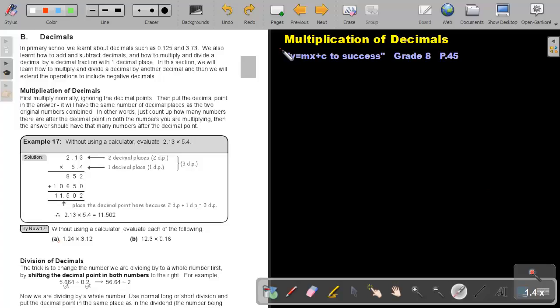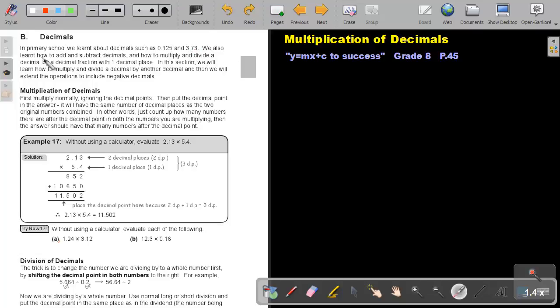Part 16, Multiplication of Decimals. You will find this on page 45 in the Namibian Mathematics Grade 8 textbook, Y equals mx plus c to success. Decimals. In primary school, we learned about decimals such as 0.125 and 3.73.